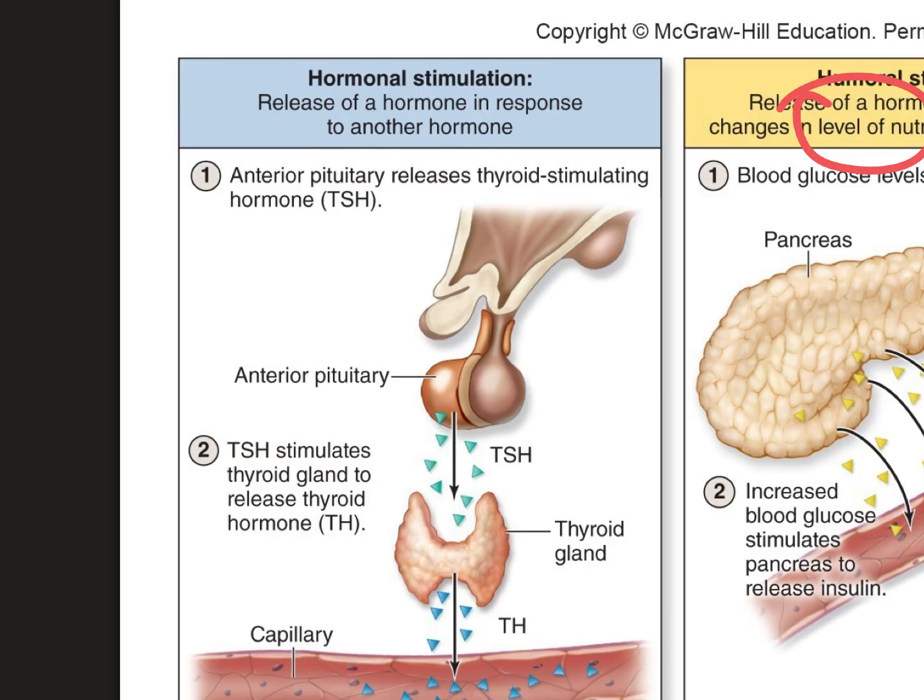When we talked about the autonomic nervous system, we talked about neurotransmitters that are associated with the sympathetic nervous system. What neurotransmitters are most widely associated with the sympathetic nervous system?